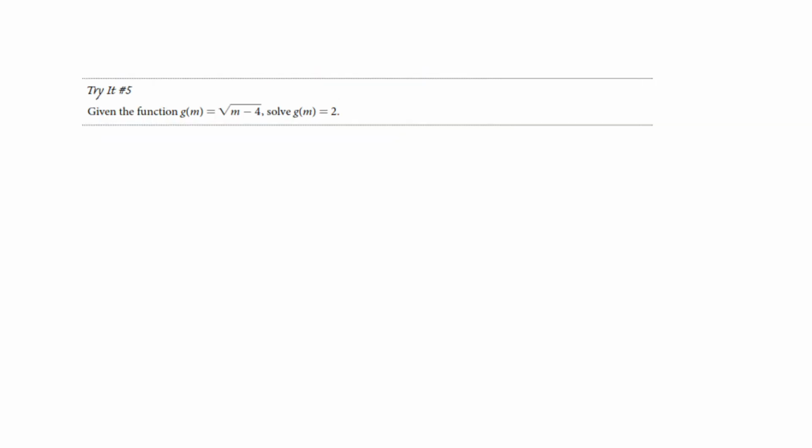Okay, let's do another one. Pause it if you want to try it on your own. They're telling me the square root of m minus 4 equals 2. Now do you remember how to solve something like this? I want to get rid of the square root, so I will square that side. But if you do it to one side, you've got to do it to the other. And m is 8.